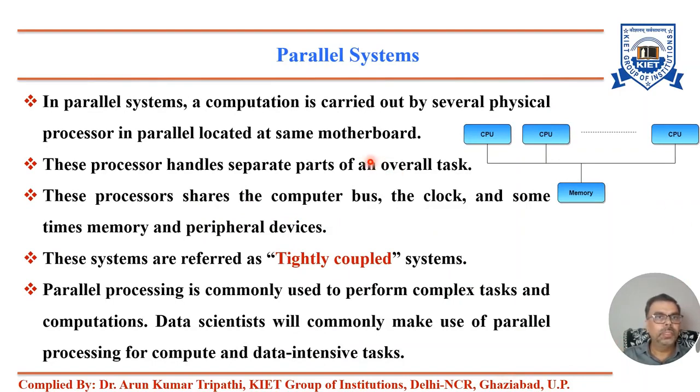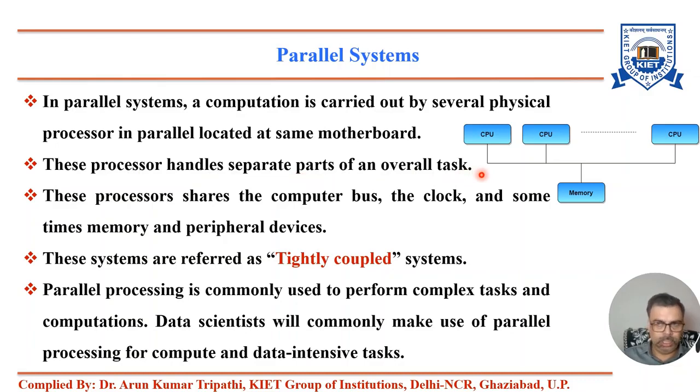In a parallel system, the computation is carried out by several physical processors in parallel located on the same motherboard. Here, this is processor 1, this is processor 2, this is processor N, and they exist on the same motherboard. That means they may share the buses and the memory. These processors handle separate parts of the overall task.